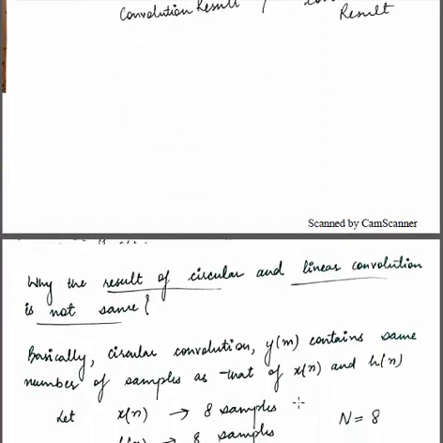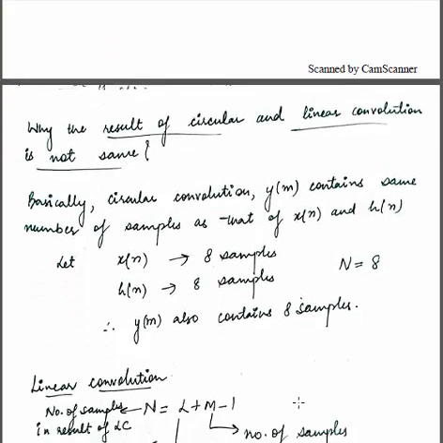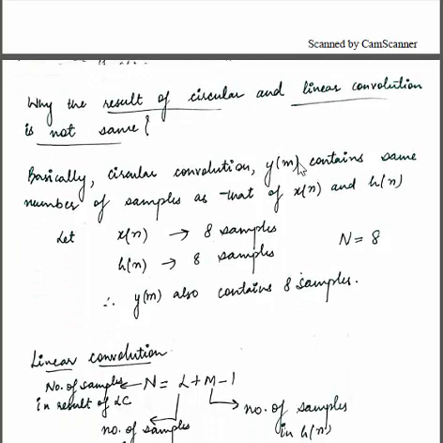Now the question arises, why is the result of circular and linear convolution not the same? We have already discussed this in our previous lecture. Again, we are reviewing the concepts of both convolutions in this lecture also. First of all, circular convolution. Basically, circular convolution, that is the output y of m, contains the same number of samples as x of n and h of n. x of n is the first sequence and h of n is the second sequence.